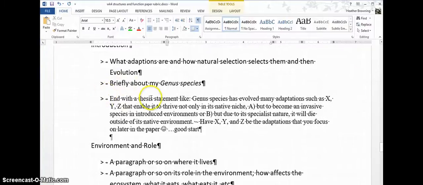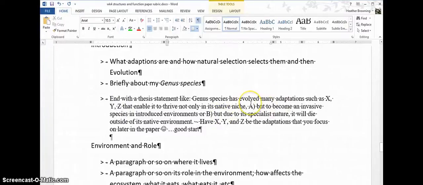Then I would talk about that briefly in there. An example of this is the gato azul, because it's blue and pretty. And I would have a thesis statement like: the gato azul has evolved many adaptations, such as blue hair, a thick coat, and the ability to meow on command, that enable it to thrive in its native niche. I don't know why that would help, it's whatever.